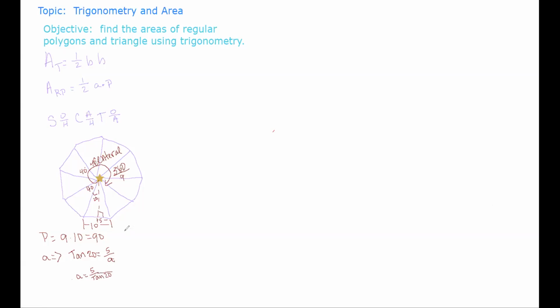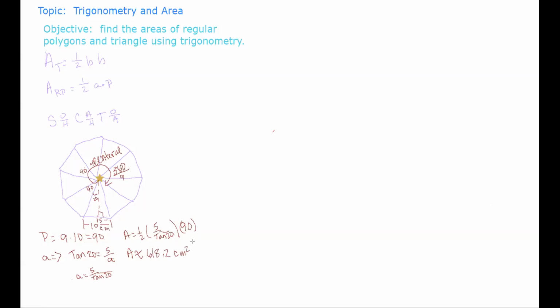So to find the area, it's going to be 1/2 times 5 divided by the tangent of 20, times 90, which is the perimeter. So then the area is approximately 618.2. And the units are in, let me see, centimeters, so there should have been 10 centimeters here. So the units are centimeters squared.